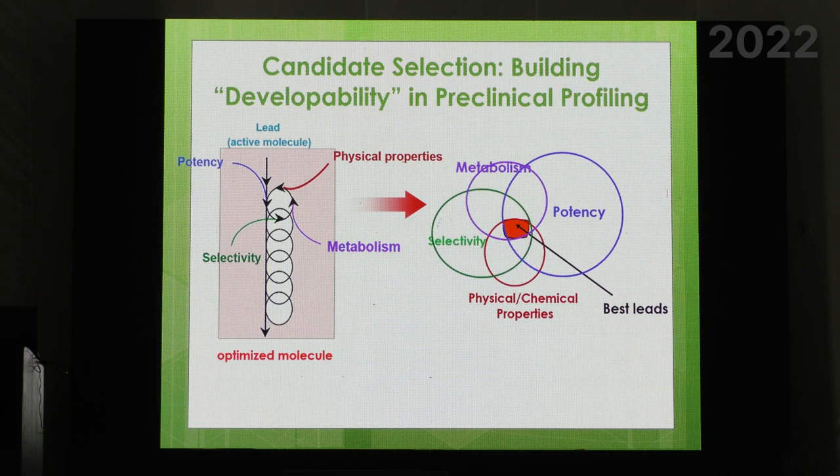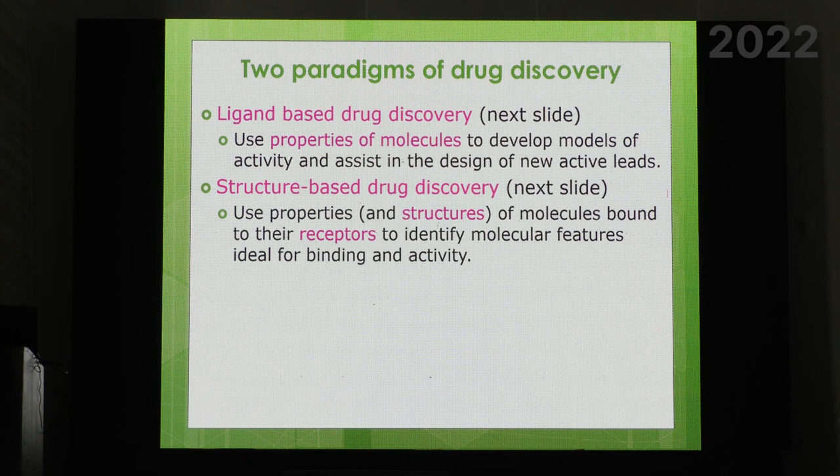Now there is no time to talk about how I design molecules with the right metabolism profile, with the right selectivity, with the right physical chemical attributes. I'm going to focus on potency. How do I make molecules that are highly potent, that bind with tight affinity to my target of interest? There are two paradigms in drug design and drug discovery. I can use what is called a ligand-based approach to design molecules that bind with high affinity, or I can use what is called structure-based drug design. Now, what does this mean? I'll clarify as we go along.